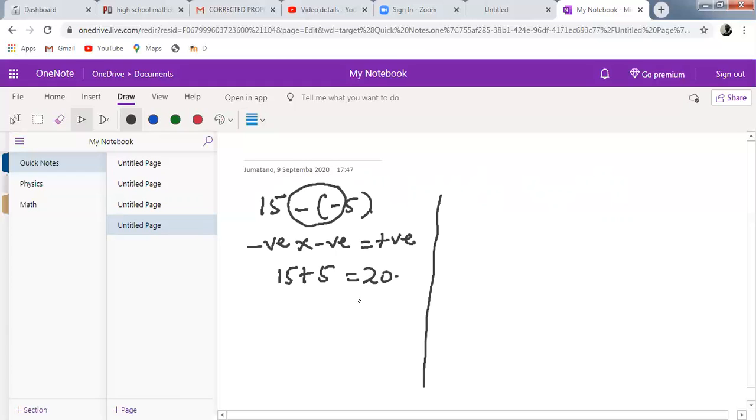And lastly, we can have a scenario whereby you have 9 plus positive 4, whereby you have a positive times a positive.